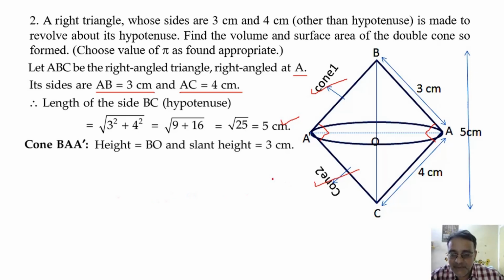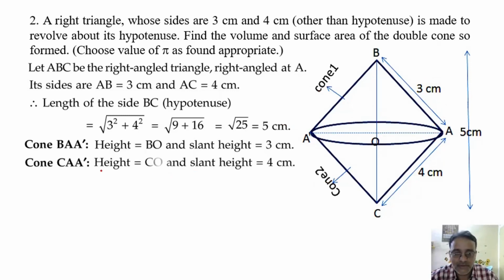For the radius, first look at both cones here. This is the first cone, cone BA dash. Here the height is BO, the slant height is 3 centimeter, and OA is the radius. This is for the upper cone, and the lower cone is CA dash. This is the height, this is the slant height 4 centimeter, and this is the radius, the same OA.